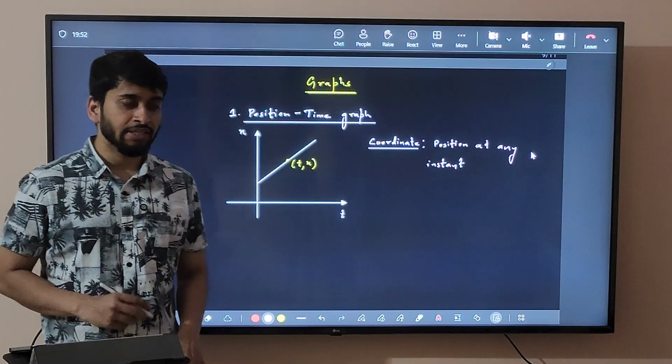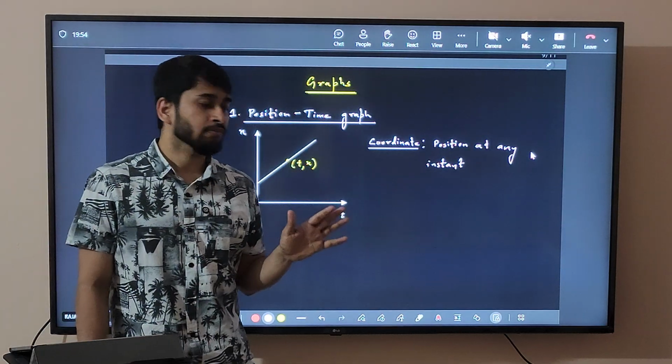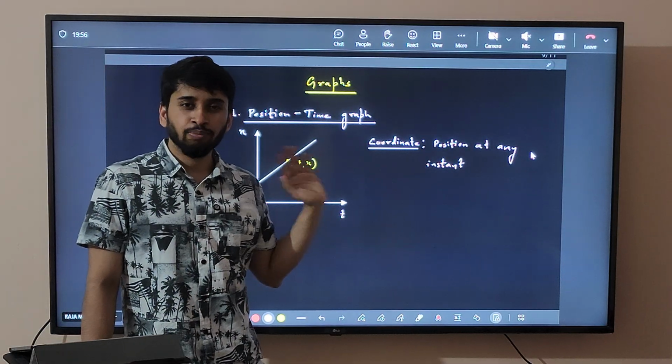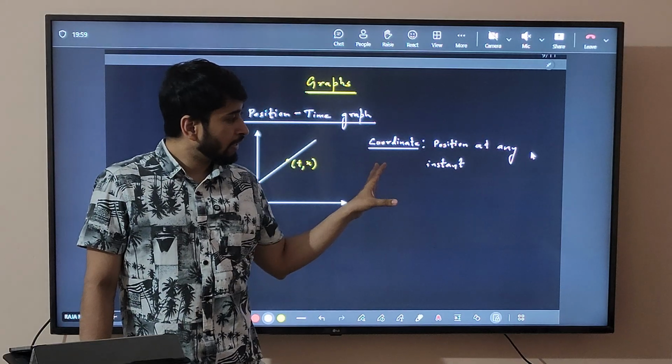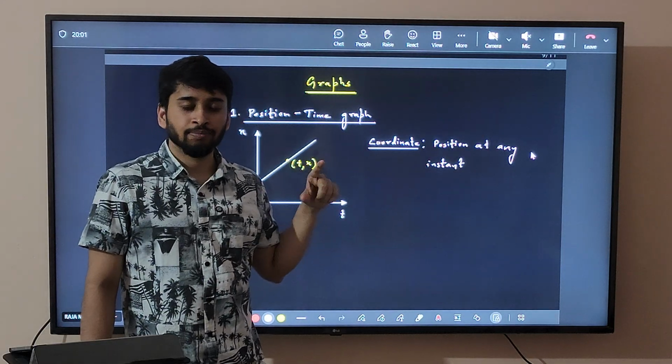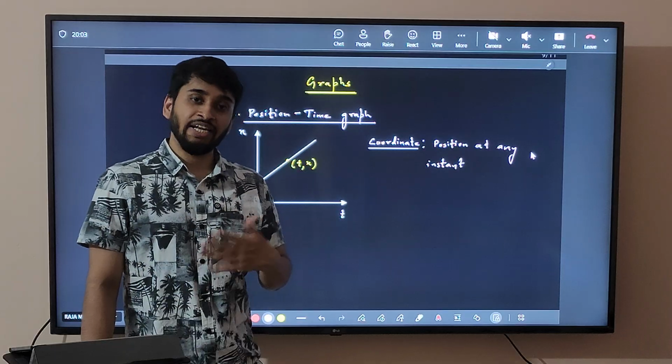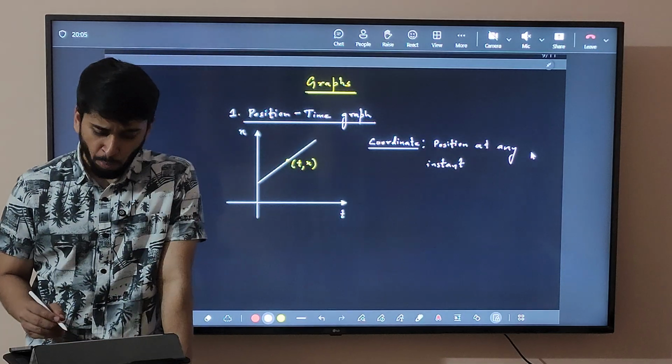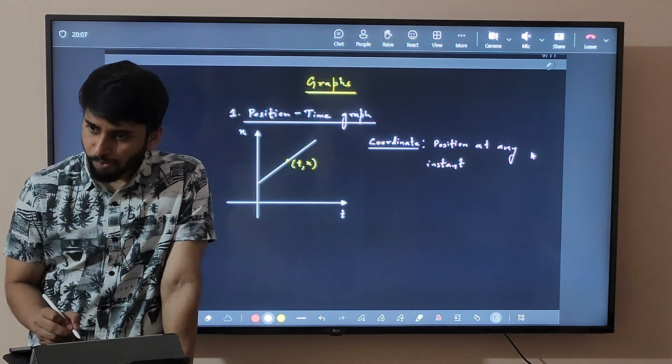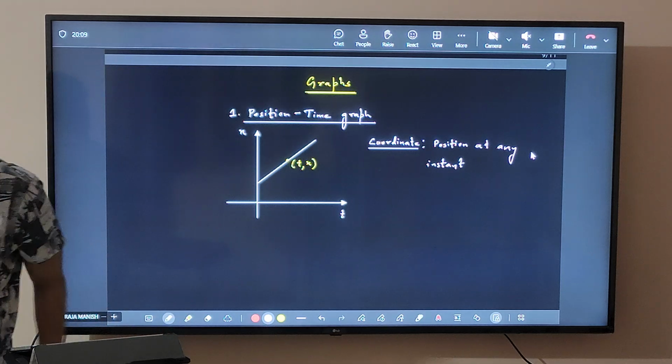So in any graph, three things we find: coordinate, slope, and area, right? Coordinate, slope. I need some water, just a moment.